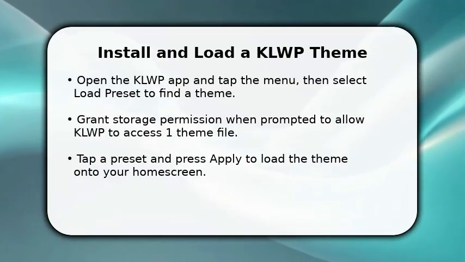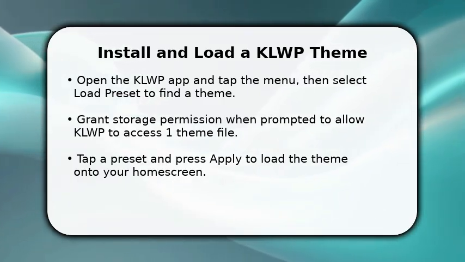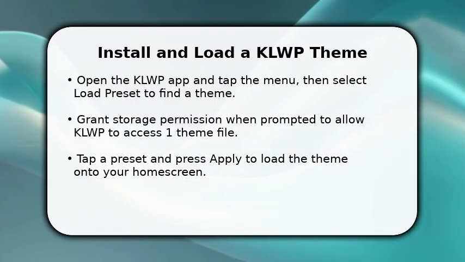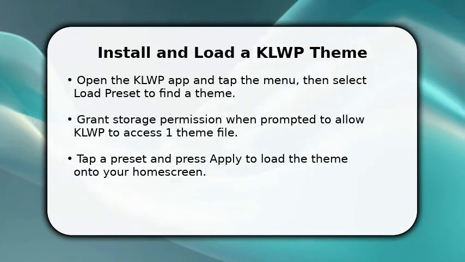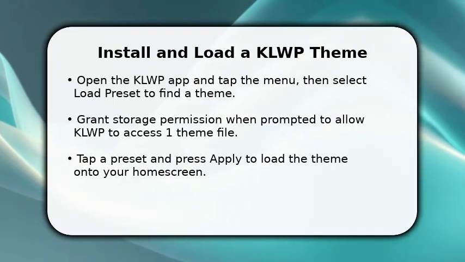Open the KLWP app and tap the menu to reveal Load Preset. You will see categories, downloaded themes, and local files. Grant storage permission when prompted so KLWP can access one theme file. Browse to the package or single file you downloaded.